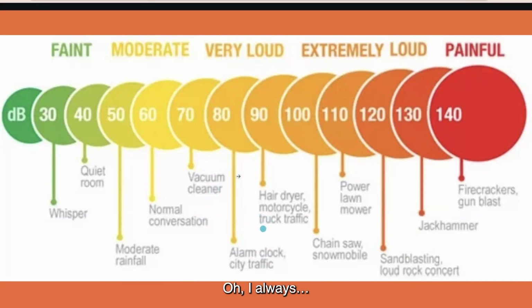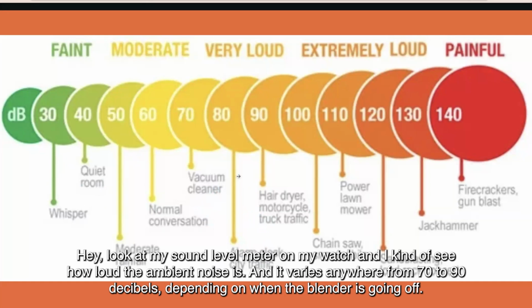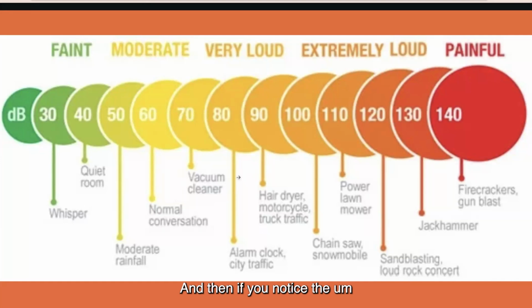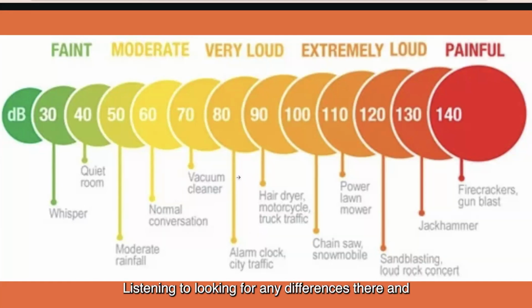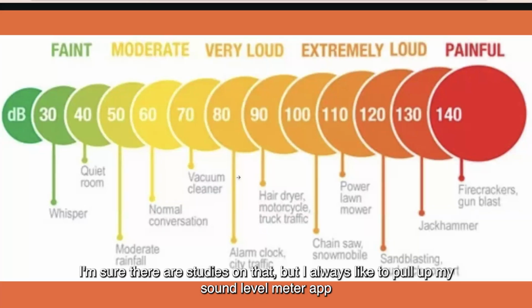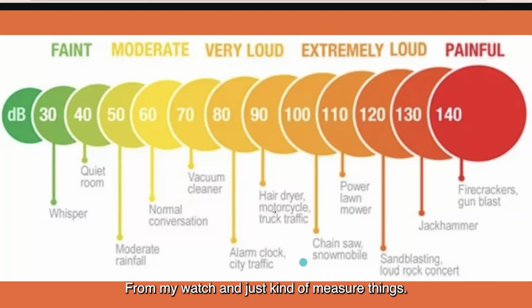Whenever I go to a restaurant or a smoothie place, I look at the sound level meter on my watch, and I see how loud the ambient noise is. It varies anywhere from 70 to 90 decibels depending on when the blender is going off. Places with multiple blenders will have the blenders with the little flip top cover, and that makes at least a 20 decibel difference. I'm standing like 2 meters away with my watch, looking for any differences there. I'm sure there are studies on that, but I always like to pull out my sound level meter app from my watch and just measure things.